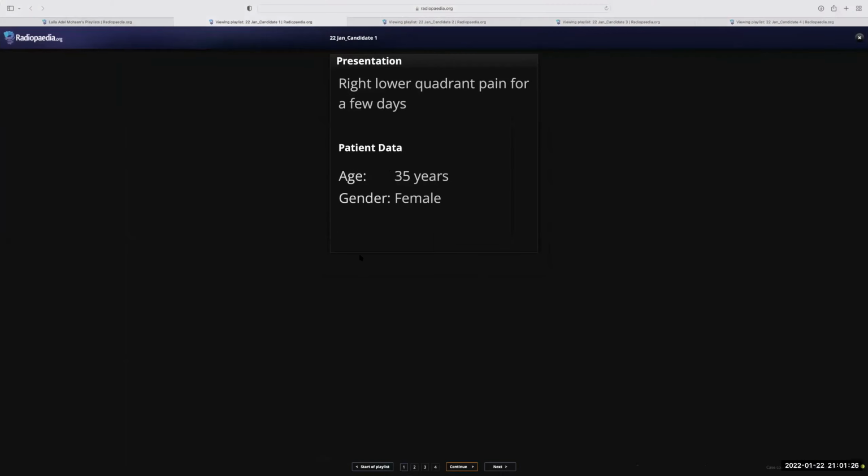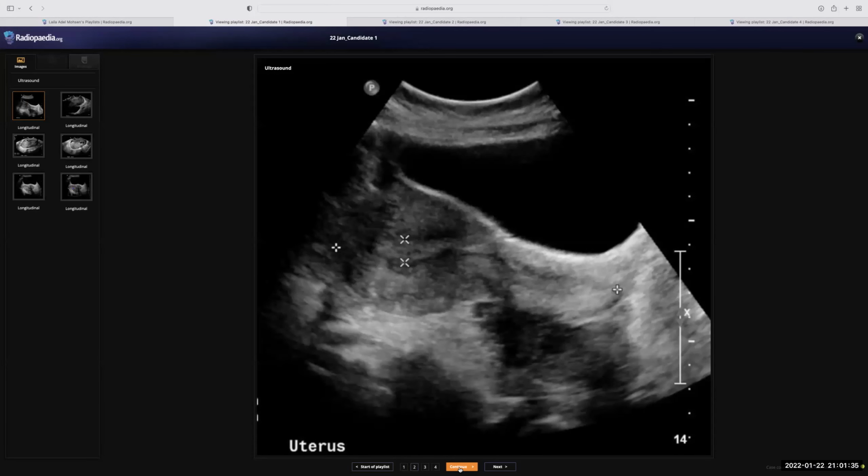So, a 35-year-old female presented with right lower quadrant pain for a few days. This is the ultrasound image of a 35-year-old female presenting with lower quadrant pain. It's an ultrasound image of the pelvis of the female, showing the uterus being measured and the endometrial thickness being measured. Can I see any other images? Yes, you can proceed through the images, please.